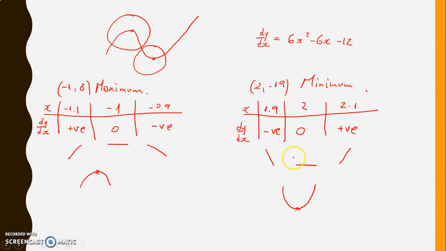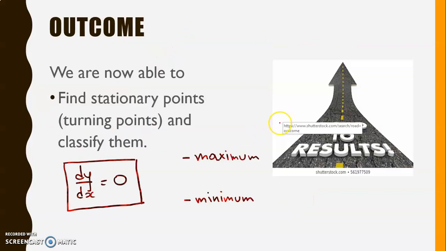And that's it. We have learned how to find stationary points by letting dy/dx equal 0 and finding x. Then we learned how to classify these stationary points by inspection, looking at the graph, and a second method by looking at the gradient close to these stationary points on either side of them.